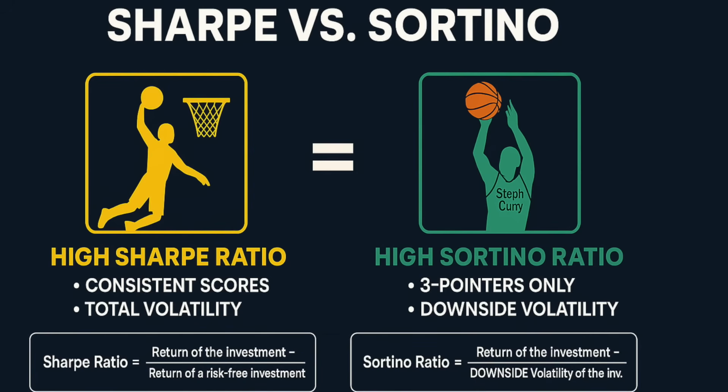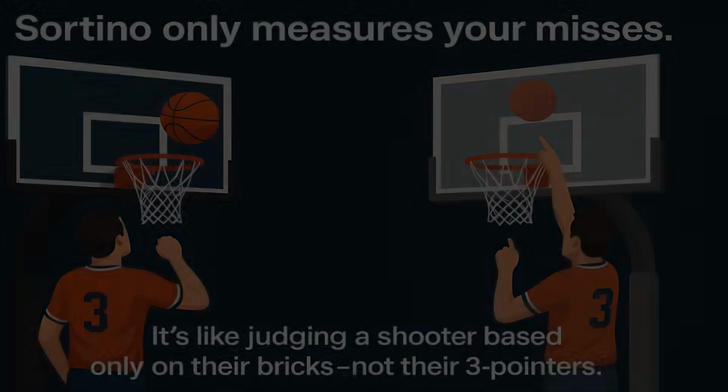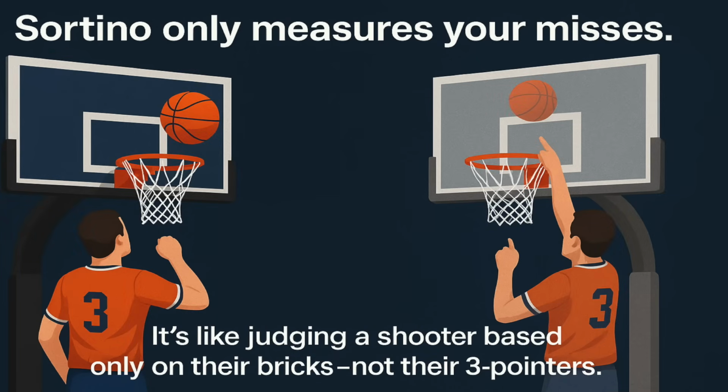Sortino ratio rewards that kind of efficient, asymmetric scoring because it focuses on how you perform during the bad times, not just the overall consistency. Sortino only measures your misses and doesn't penalize you for three-point shots. It's all about how bad your losses are, not how many crazy upside three-point shots you make. That's why it's often a better fit for trading strategies aiming for convex payoffs and controlled drawdowns.